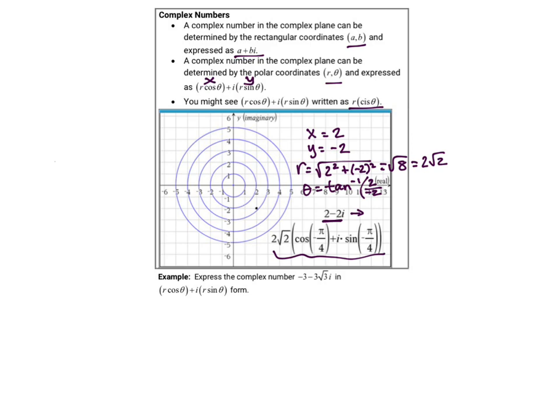Right? 2 over negative 2. Actually, negative 2 over 2. I was about to say, I didn't like that. Negative 2 over 2. That's better. So we don't have the plus pi piece, right?